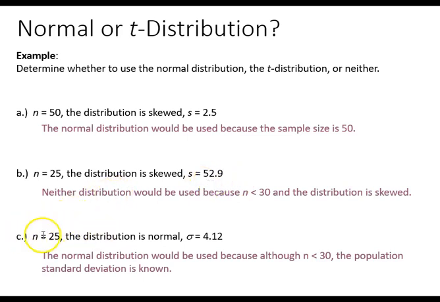In the third condition, we have also a small sample of 25, but this time it's normally distributed, and we know the population standard deviation is 4.12. So in that case, the normal distribution would be used, although n is less than 30, we do know the population standard deviation.